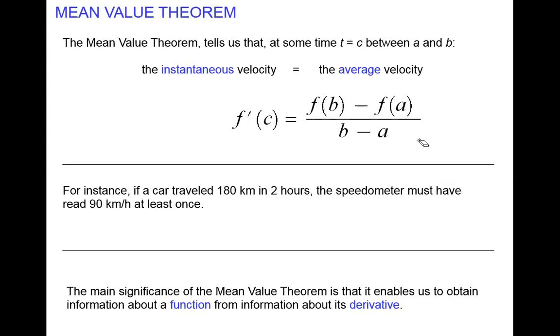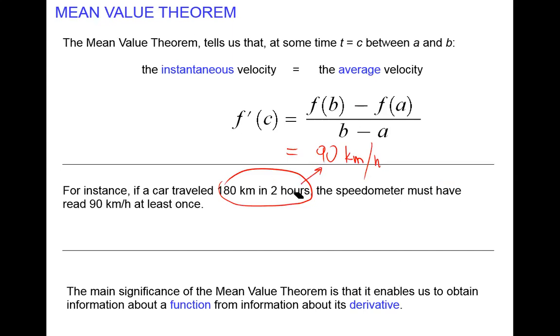And now I just typed this short scenario. For instance, if a car travels 180 kilometers in 2 hours, we can quickly compute the average rate of change, which is just distance over time. 180 over 2. Let me write 90 kilometers per hour. Okay? That means this is that part.